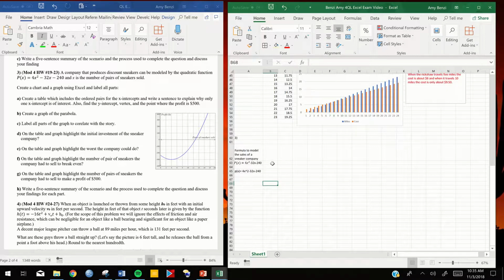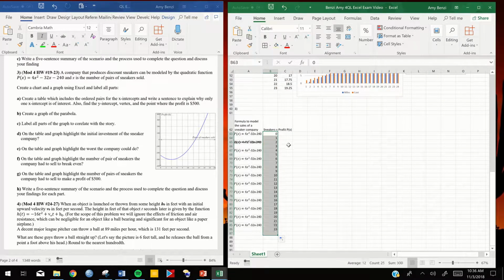Okay, so moving right along here, we're going to create a chart that has the number of sneakers sold and the profit, which is P of X. Are we going to sell any negative number of sneakers? Do we sell negative one pair of sneakers? No. So the least amount we can start with is 0. And we're not going to sell any fractions of sneakers, so I'm just going to go to integers only. I guess I'll take it to 24.